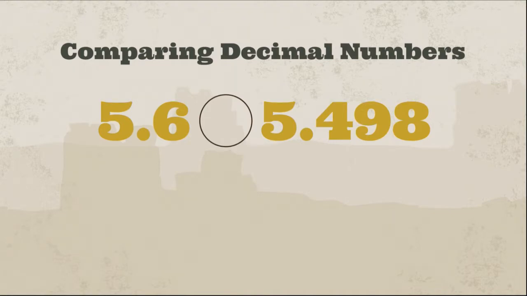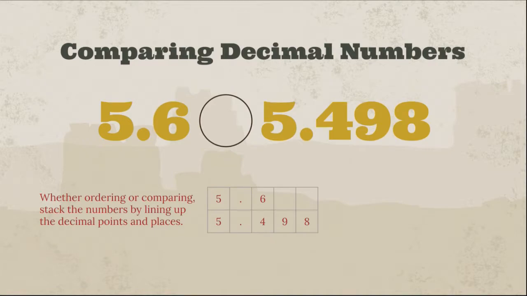Alright, so we're going to compare decimal numbers. Step one is stack them. Whether ordering or comparing, we're going to stack the numbers by lining them up. They both have decimals. That's very convenient. We can line up the decimals, the ones with the ones place, tenths with the tenths, etc. After stacking these numbers, we're going to fill in any empty decimal places with zeros. Alright, so now they're both the same length.